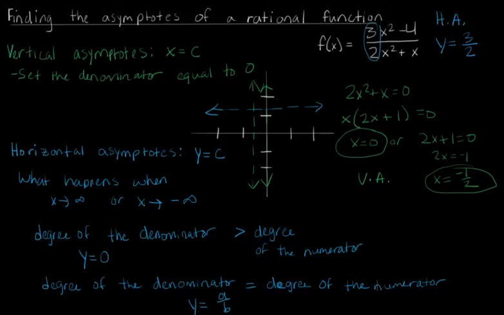Additionally, some rational functions don't have horizontal asymptotes, and those are the ones where the degree of the denominator is less than the degree of the numerator. So if the degree of the numerator is larger than the degree of the denominator, they don't have a horizontal asymptote at all, and we're going to talk about those more in a later video, but we'll keep those out of this video for now.